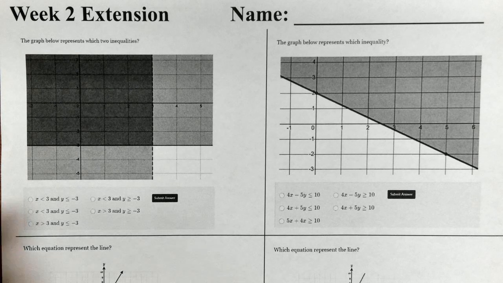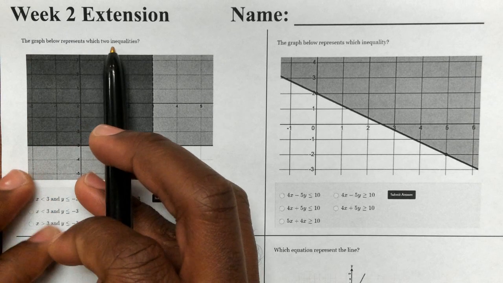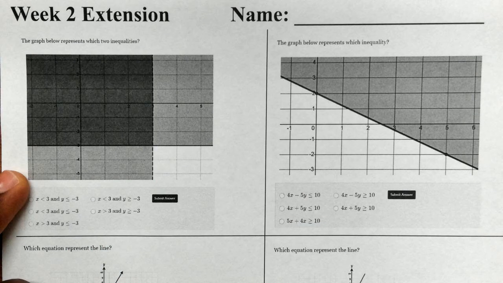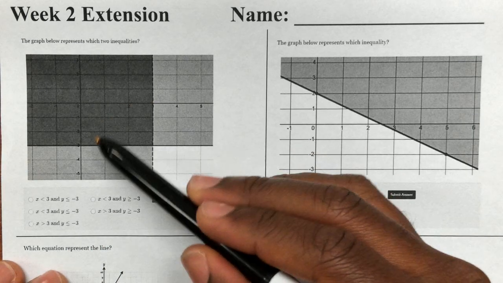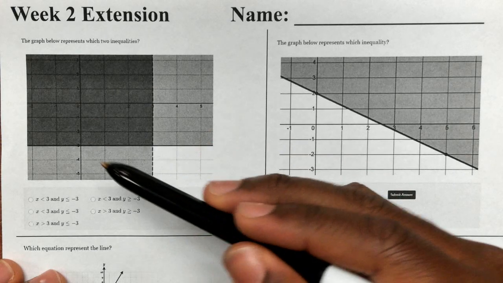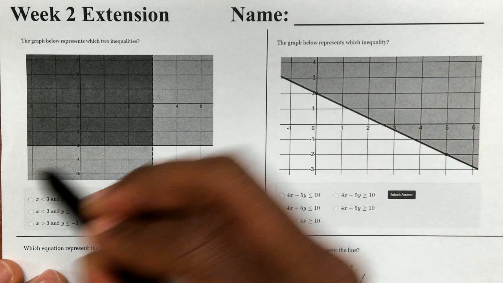Week 2 extension. The first question says the graph below represents which inequality or which two inequalities. First things first, this is an inequality because I see some type of shading. That means my solution is in some certain area. And I see a dotted and solid line.